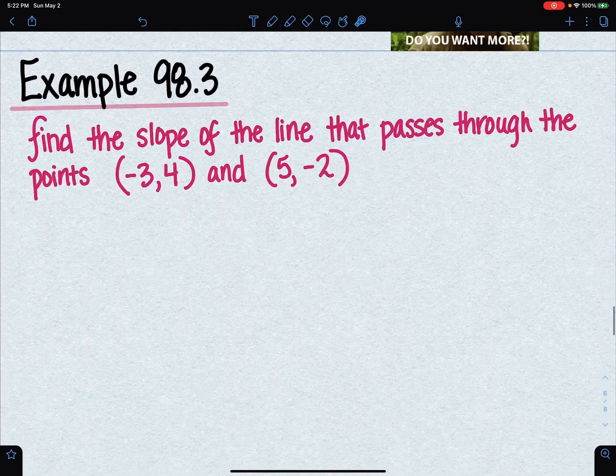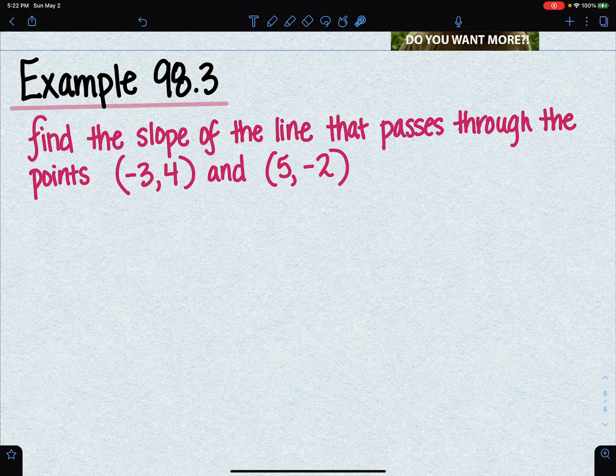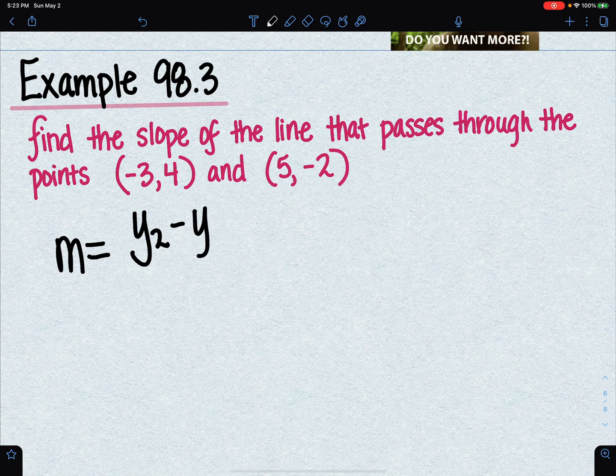Okay, let's do example 98.3. Find the slope of the line that passes through the points (-3, 4) and (5, -2). Now, you could graph it. If you're not sure and you want to graph it, then you can always do that. But we know the formula, so we can just use the formula. And the formula is, the slope is y2 minus y1 over x2 minus x1.